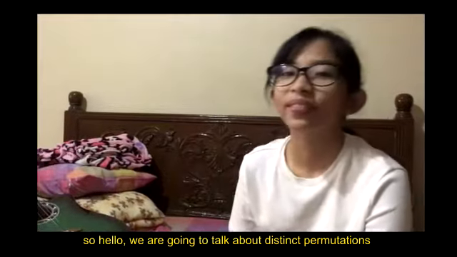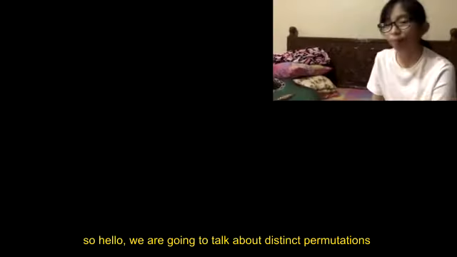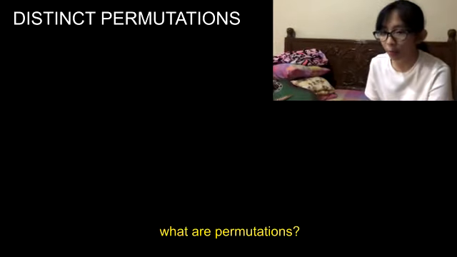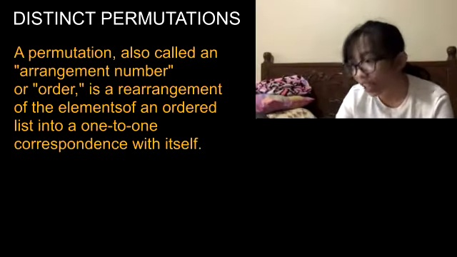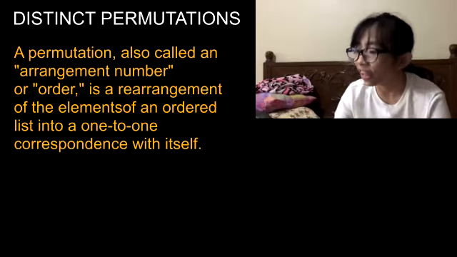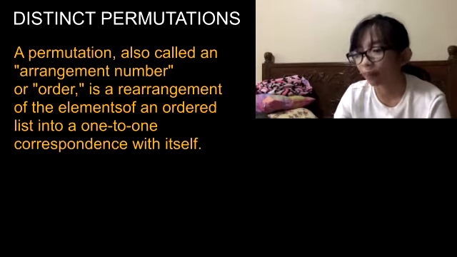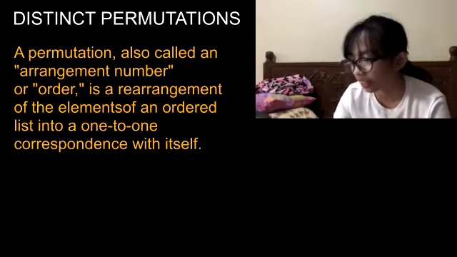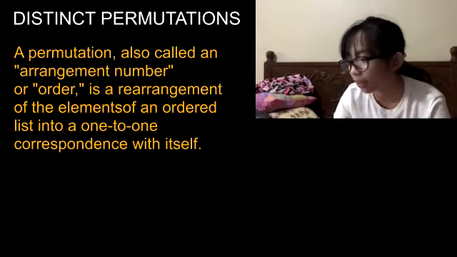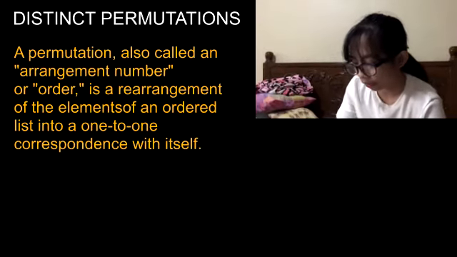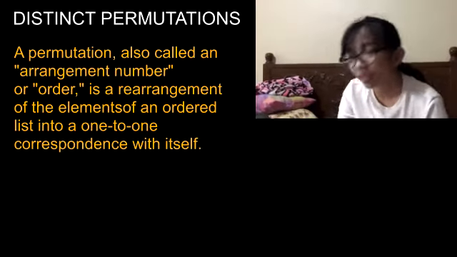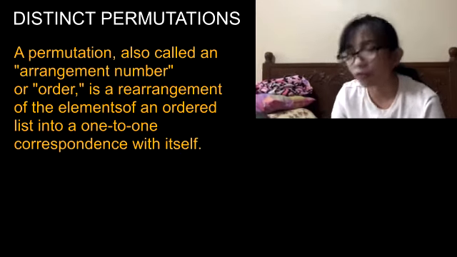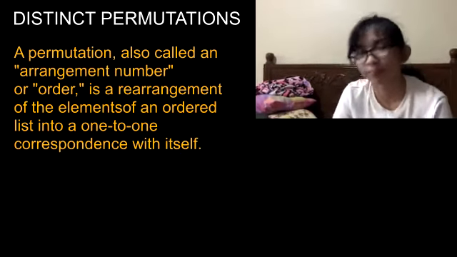So, hello! We are going to talk about distinct permutations. But first, what are permutations? A permutation, also called an arrangement of number or order, is a rearrangement of the elements of an ordered list into a one-to-one correspondence with itself. Ang permutation ay arrangement nga or ordering of a number of distinct objects.